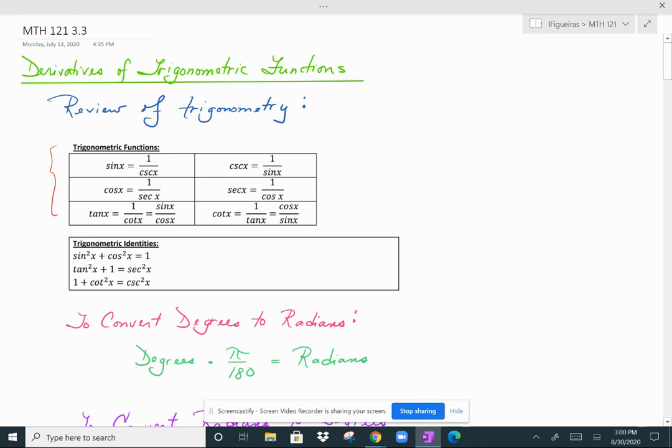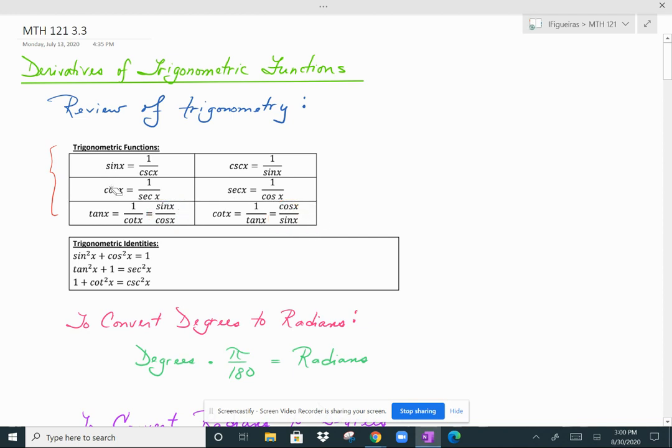And tangent and cotangent, well, those are special because not only are tangent and cotangent reciprocals of each other, but tangent can also be written as sine of x over cosine of x, and cotangent of x can be written as cosine of x over sine of x.